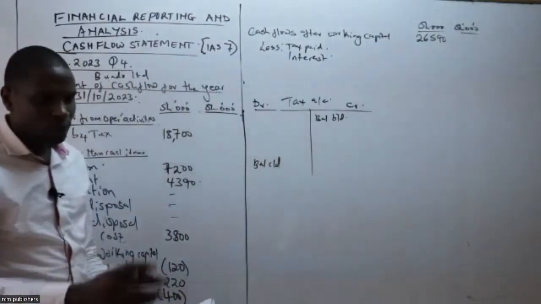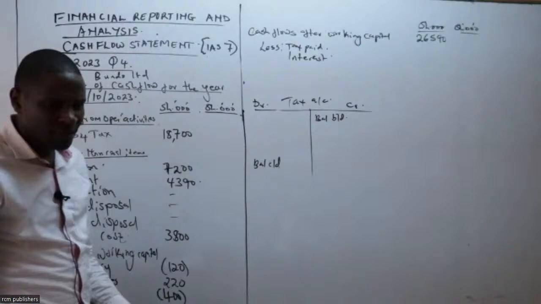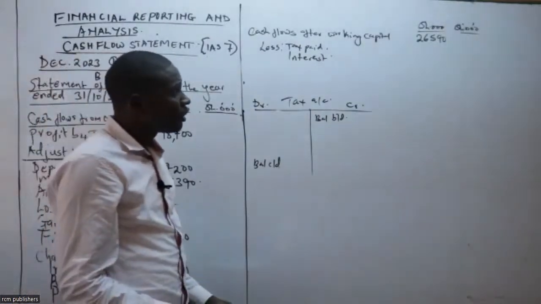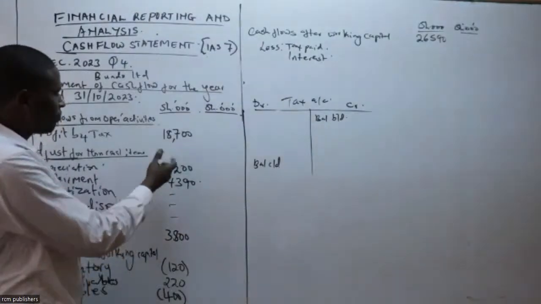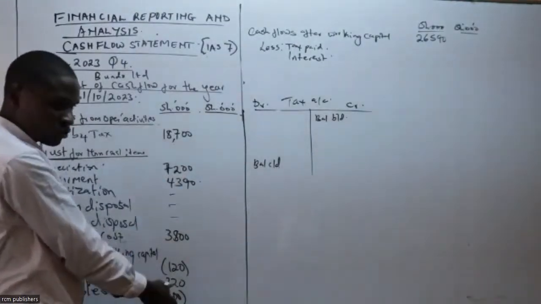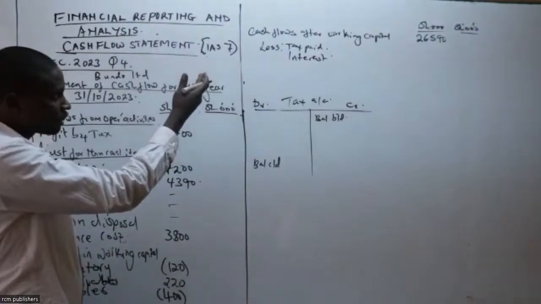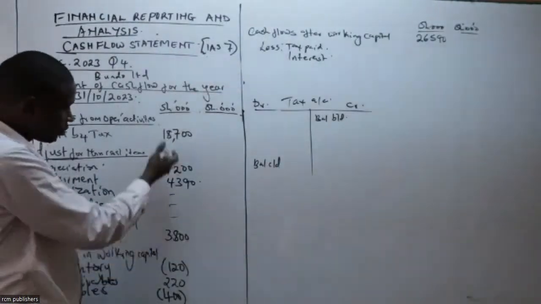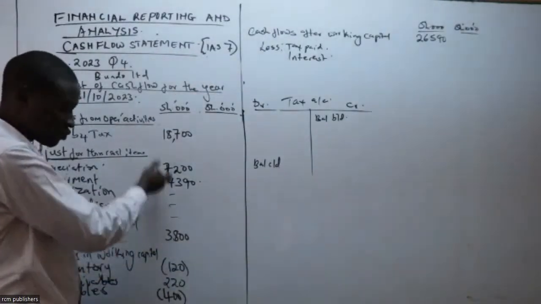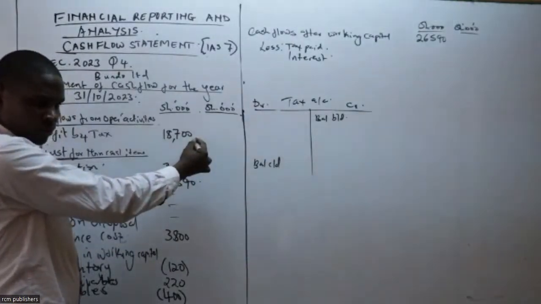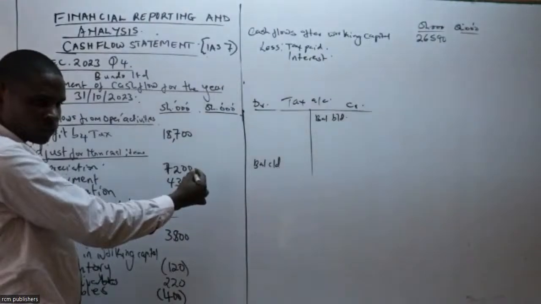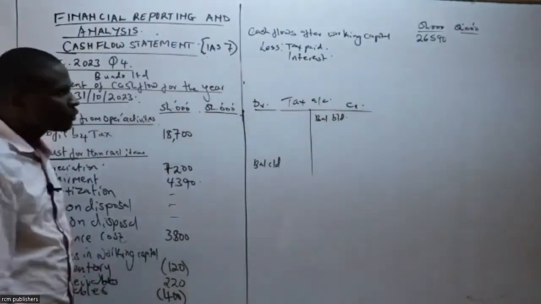Therefore, 26,590. That is what you're giving me. Peter, can you pick your calculator or your phone and give me the result of this? That will be cash flow after working capital. All these cash flow after working capital, all from here, total from profit before tax. That 4090. And the one who gave me 26.